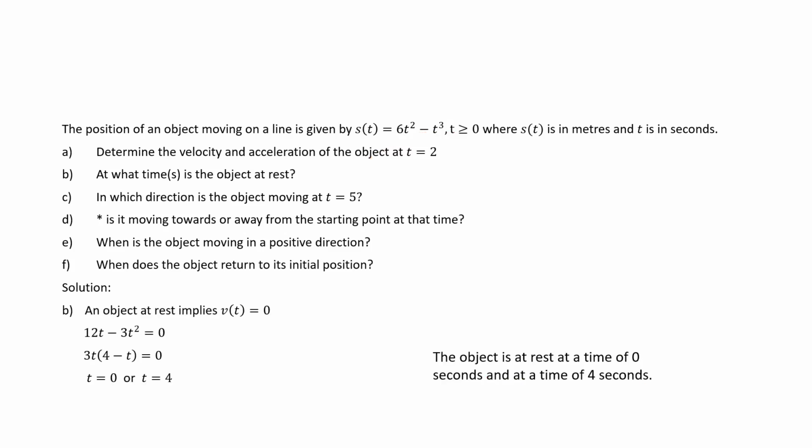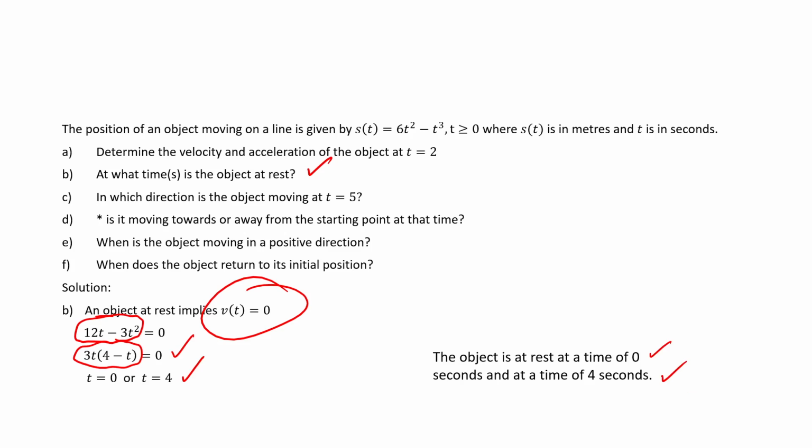Now for part B, it says, what time is the object at rest? An object at rest, the implication is that the velocity is equal to 0. Well, in the previous slide, we determined that velocity was given by the expression 12t minus 3t squared. So we're saying that the object is at rest when that expression equals 0. So we simply factor: 3t times (4 minus t) is equal to 0. And so that means t would be either equal to 0 or 4. So the object will be at rest at a time of 0 seconds or at a time of 4 seconds. And that's our answer to part B.